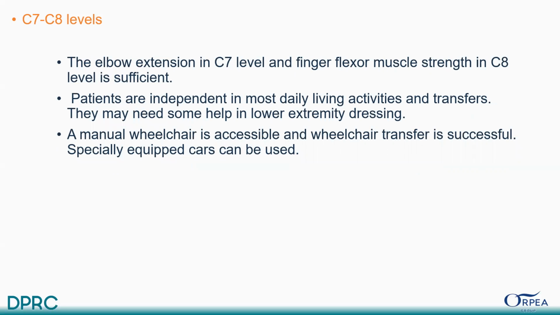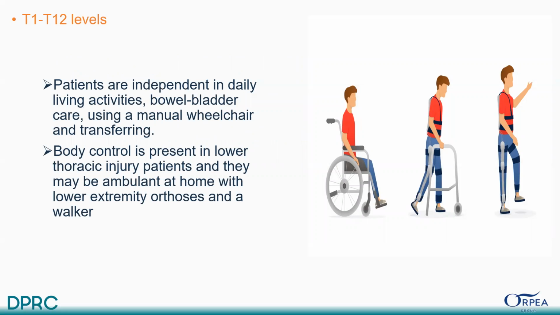C7, C8 levels. The elbow extension at C7 level and finger flexor muscle strength at C8 level is sufficient. Patients are independent in most daily living activities and transfers. They may need some help in lower extremity dressing. A manual wheelchair is accessible and wheelchair transfer is successful. Specially equipped cars can be used. T1 to T12 levels. Patients are independent in daily living activities, bowel and bladder care, using a manual wheelchair and transferring. Body control is present in lower thoracic injury patients and they may be ambulant at home with lower extremity orthosis and a walker.